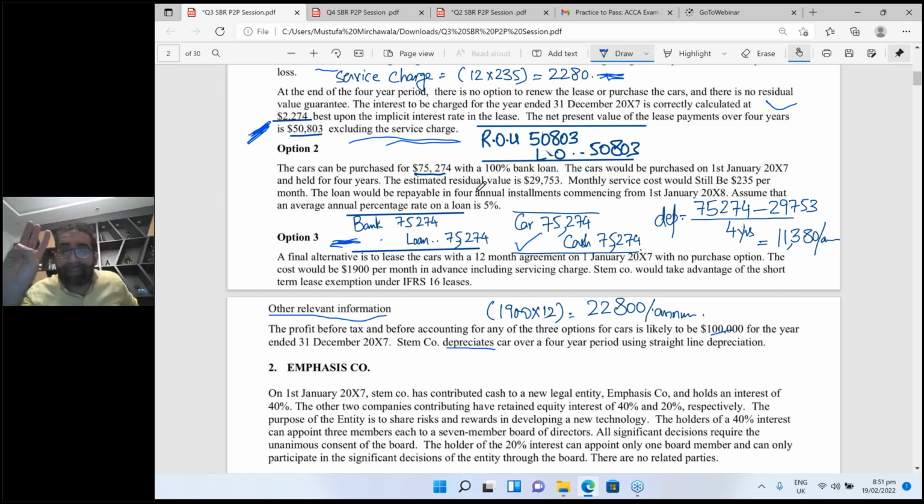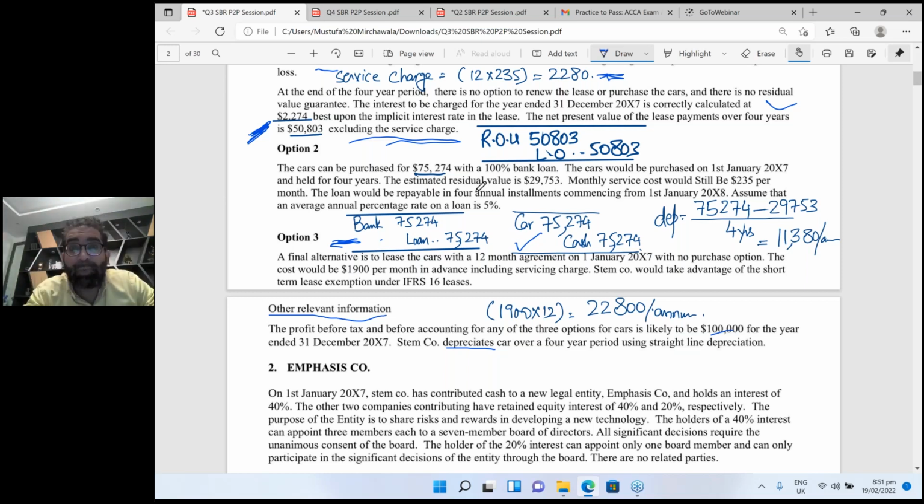Third thing, please be active with me. Now again you have to pay the monthly service cost of 235. Sorry, I skipped one line. The car would be purchased on 1st January X7, that is the first day of our accounting period, and held for 4 years.